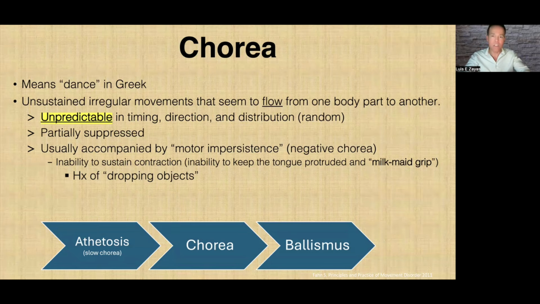You ask the patient, squeeze my finger, and it's like they are doing this milkmaid grip. Okay, you tell the patient to stick out the tongue, and they cannot sustain the contraction. They stick out the tongue and put it in and out, when they have moderate to severe chorea. When it's mild, this doesn't apply, okay? And this is the spectrum. You have athetosis, which means a slow chorea, then chorea, and then ballism. Ballism is a proximal movement, high amplitude, fast.